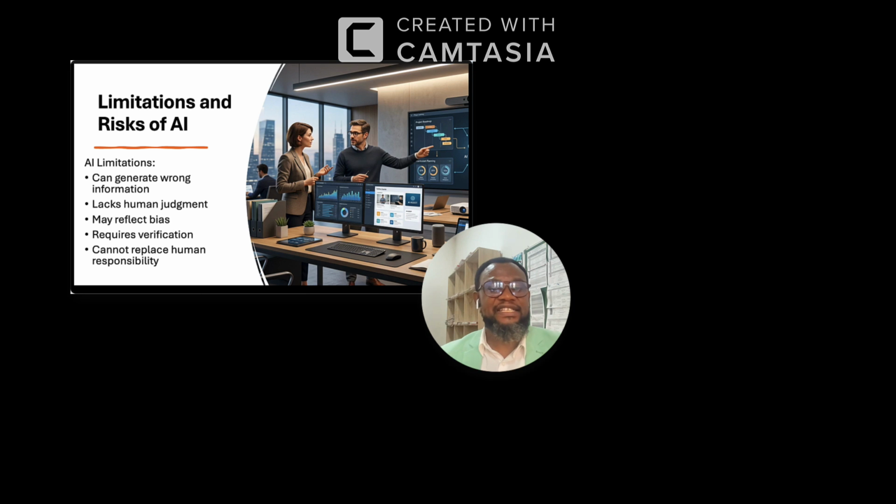Imagine an AI system that was built with data in a part of Europe, and you want to use it in a part of Africa. It is possible for that system to reflect bias. All right. So these are a few limitations and risk of AI.